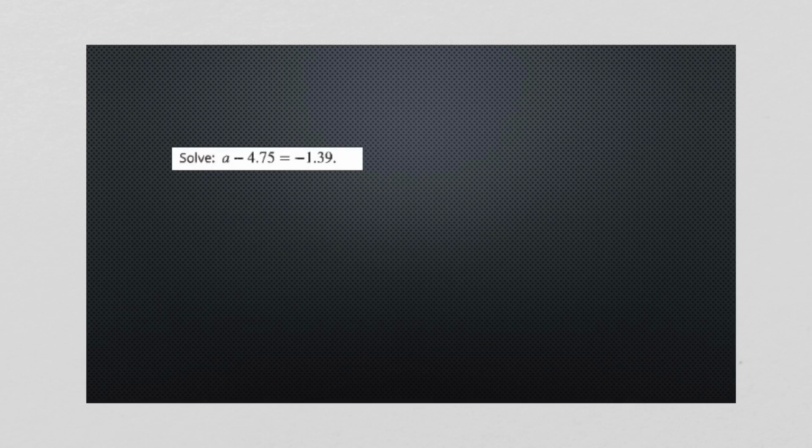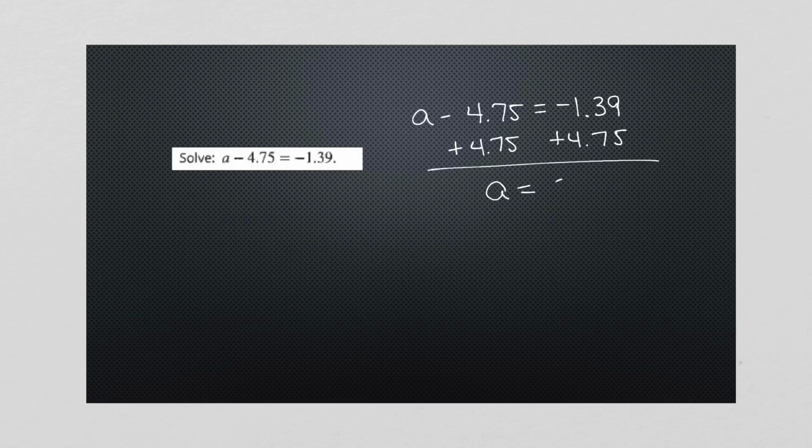Alright, so on this one, a minus 4.75 is equal to negative 1.39. So in order to solve this, I have to ask myself, what's happening to a? It's being subtracted by 4.75. How do you undo that? With addition. Add 4.75 to both sides. On your calculator, you would type in negative 1.39 plus 4.75, and you get that a is equal to 3.36. And again, you can check your work by plugging that in.